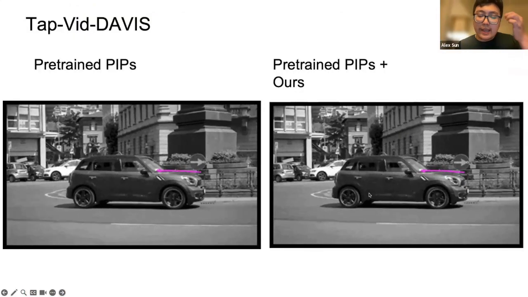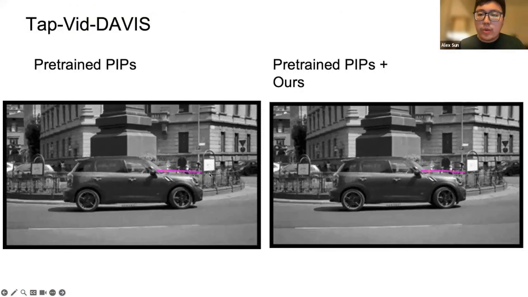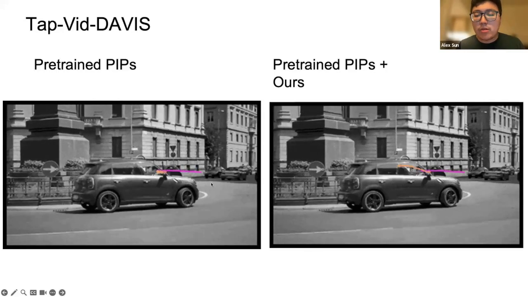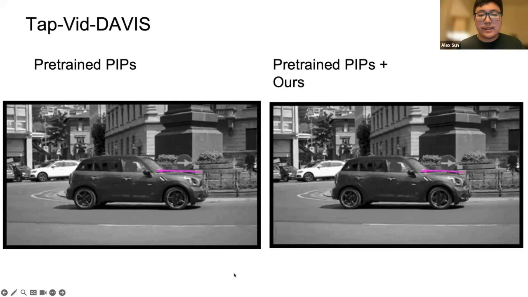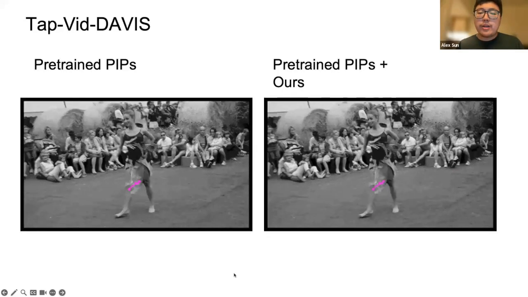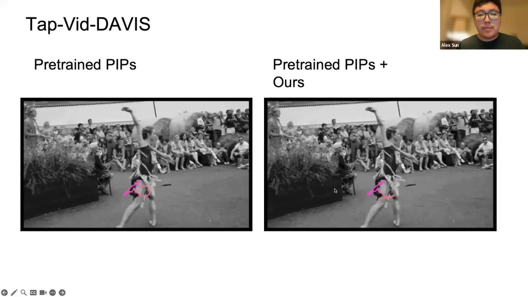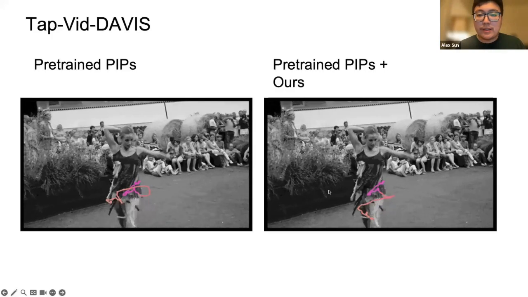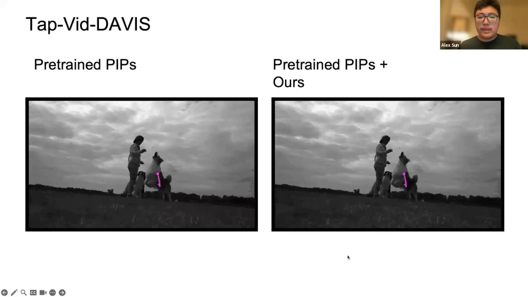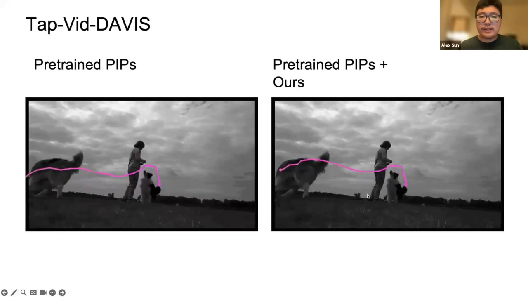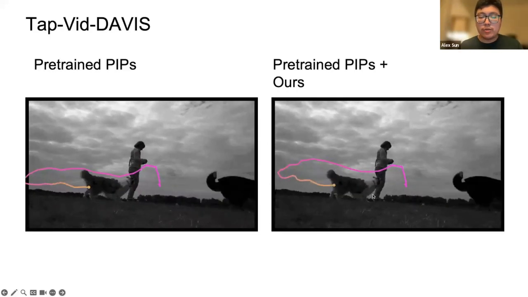On multi-frame tracking, we also bring improvement. Here we can see that tracking a point on the background, the original tracker is stuck on the car while ours fixes this error. Here, the pre-trained tracker gets completely lost while our method keeps the trajectory to the end. And here, the original tracker is stuck on a person while we continue to follow the dog.